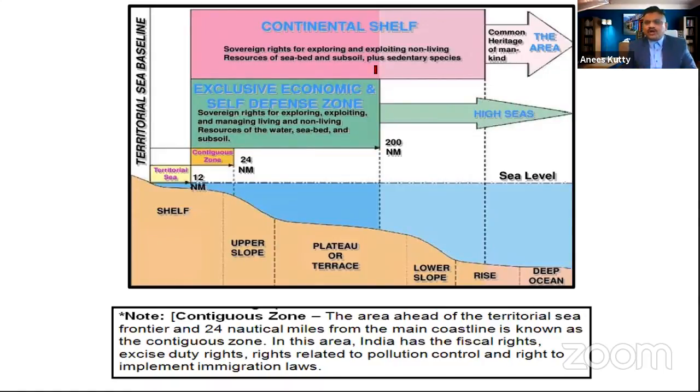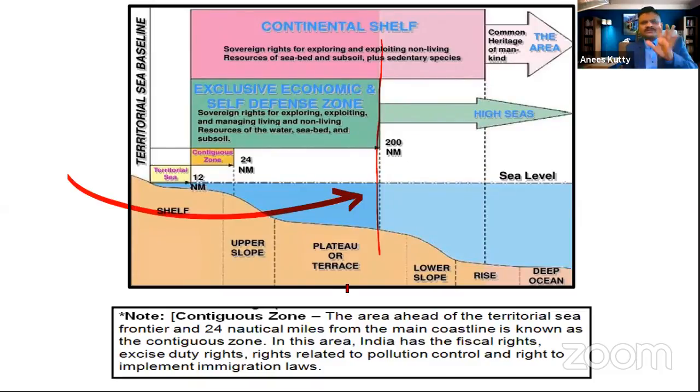Means up to 200 miles, India has a sovereign right for living things also, for non-living things also. That is the only takeaway point we have to understand in these slides. Now, what are the issues?